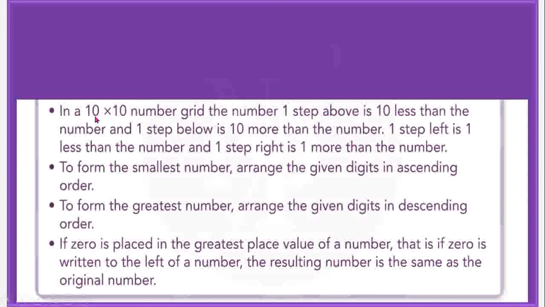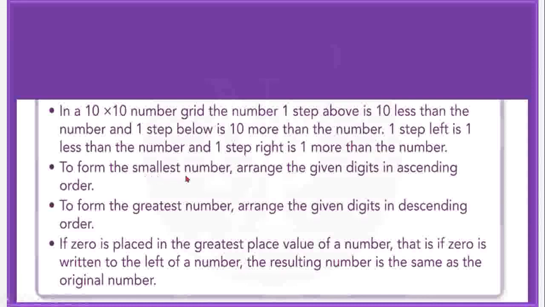In a 10 cross 10 number grid, the number one step above is 10 less than the number and one step below is 10 more than the number. One step left is 1 less than the number and one step right is 1 more than the number. This is about the nature of numbers in a number grid when numbers are written horizontally.